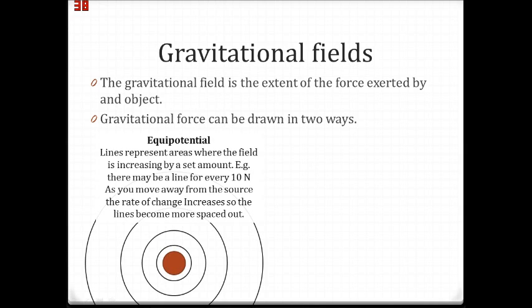Equipotentials are lines that represent an increase by a set amount in the field. In this example I've said 10 newtons. So we have the point mass here, so at, say, this line the force may be 10 newtons, at this one 20, at this one 30, and so on and so forth. You will notice that these lines spread out as you move away from the object in question. This is because, of course, the radius is squared. So as you increase, the rate at which the force decreases also increases. In other words, as you move out, the size of the force gets smaller quicker.